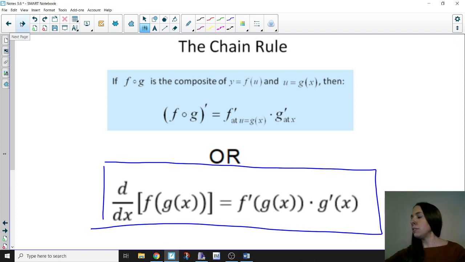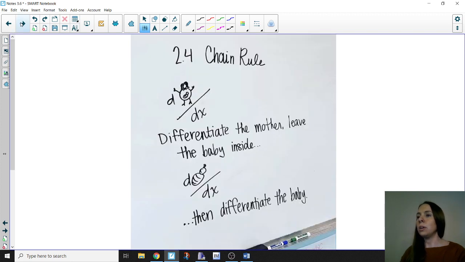Now, for a whole bunch of other examples, we are just going to use the chain rule. Oh, except first I want to show you this. I found this online somewhere. I can't remember where. I think it's cute, but it's also a little scary. Okay, so you can think of a composition of functions as a pregnant mother. Like if f of g of x is the baby, f of x is the mother. So again, f is the mother, g of x is the baby. And it says you differentiate the mother, leave the baby inside, and then you differentiate the baby.